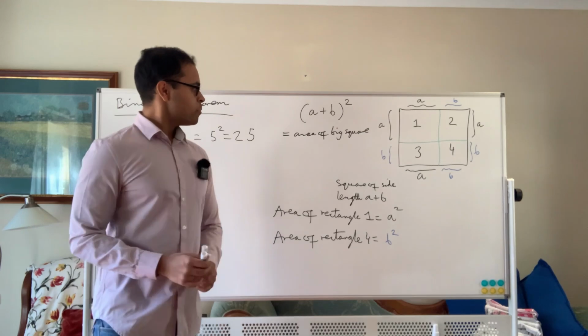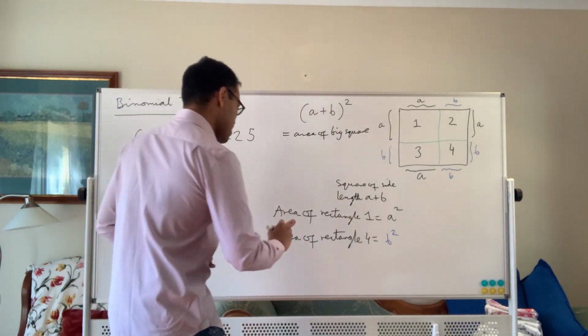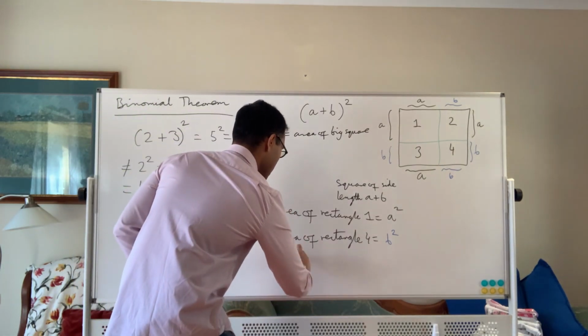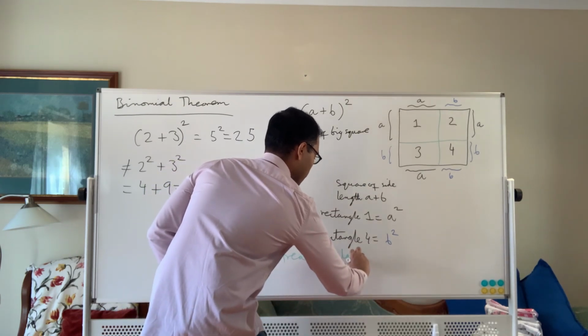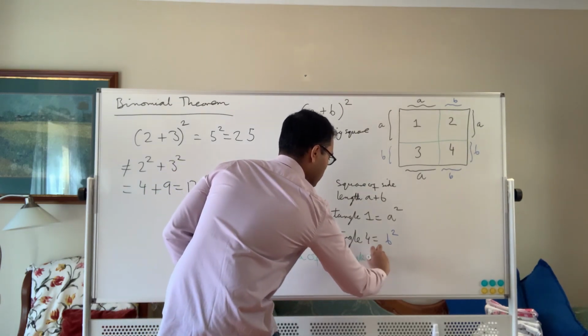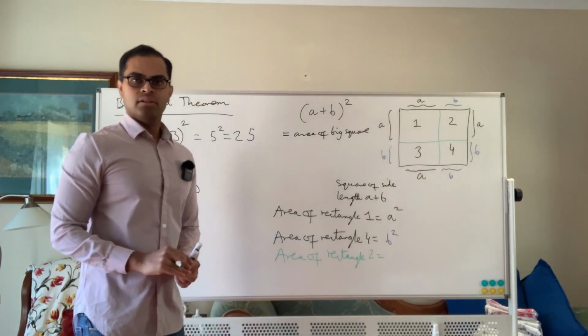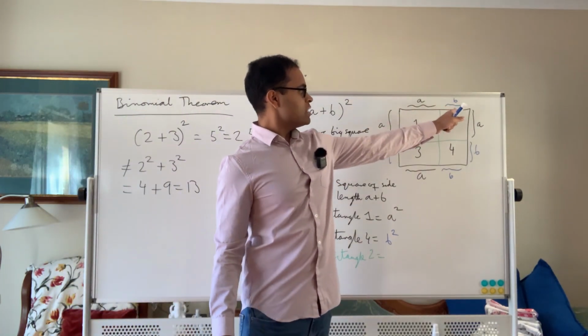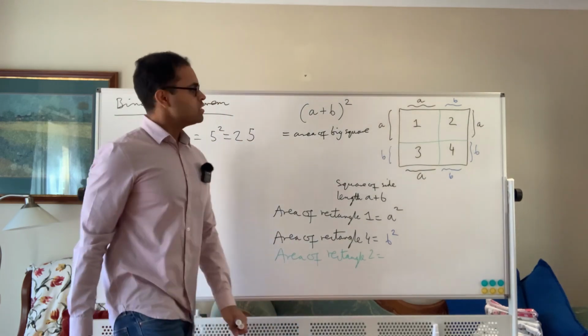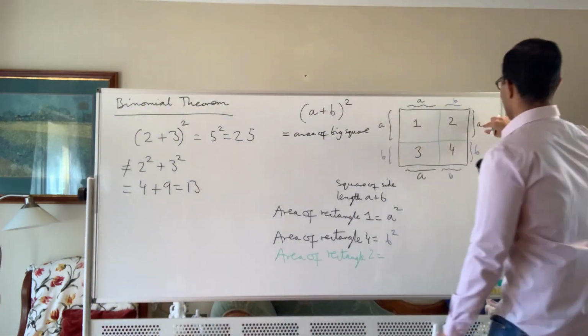Assuming you've done that, let's just dive into it. So area of rectangle 2, so I'm going to put this in a green marker. Area of rectangle 2 is going to be base times height, right? So rectangle 2, the height is going to be A, the base is going to be B, right? So here you can sort of see A and B.